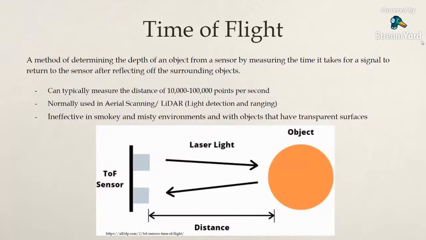Starting off with the first principle of 3D scanning, time of flight works by determining the surface depth of an object by measuring the time that it takes for the sensor to send a signal to the object and then back again. This sensor can be in the form of a light or laser. It's typically used to cover large areas and can measure the distance of 10,000 to 100,000 points every second. So it's ideal for aerial scanning or for LiDAR.